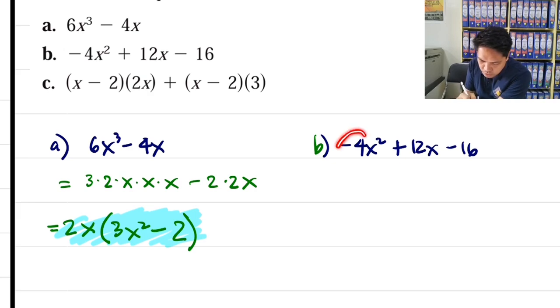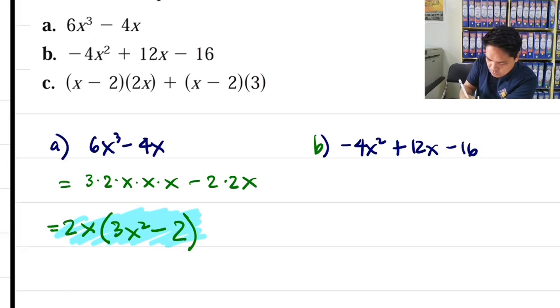But if we look at the coefficients, we have a common factor. All the coefficients are divisible by 4. Okay? So we could factor out negative 4, or we could also factor out just 4. Let's factor out 4 na lang para common.